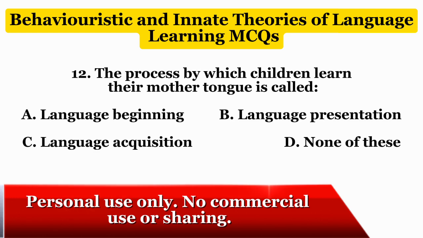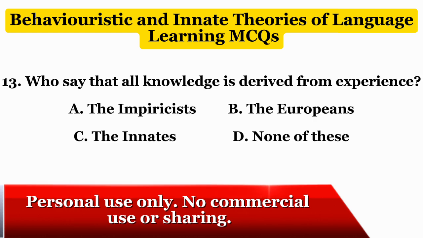The process by which children learn their mother tongue is called language beginning, language presentation, language acquisition, none of these. Right option is C. The process by which children learn their mother tongue is called language acquisition. Who say that all knowledge is derived from experience? The empiricists, the Europeans, the innates, none of these. Right option is A. The empiricists say that all knowledge is derived from experience.